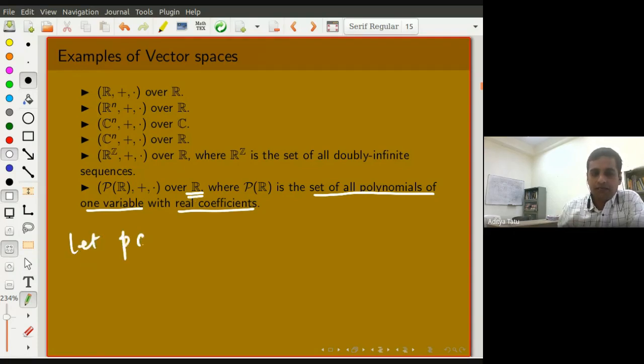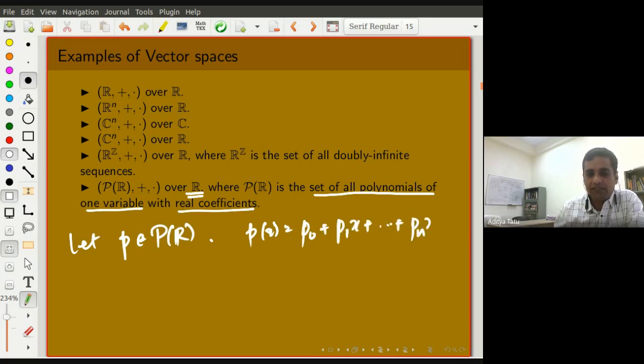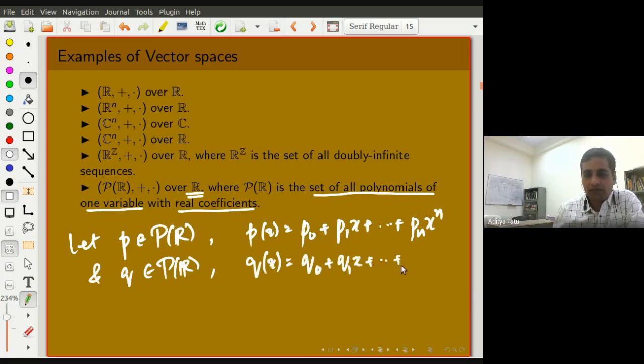Let p be a polynomial. Once we say it's a polynomial, what does that mean? It has to have some degree. Let's say this is degree n. And there is another polynomial q, and of course it's not necessary for the other polynomial to also have the same degree. It is qm x^m. Then what is p plus q? How should we define this vector addition?